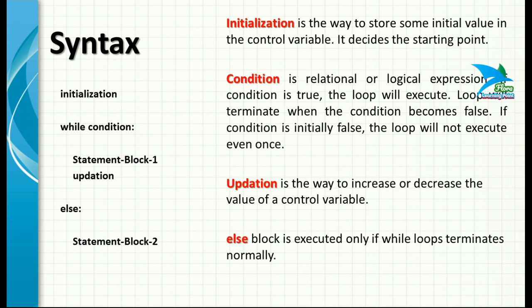Then next we have the while keyword. By using the while keyword we have to define a condition. A condition is a relational or logical expression. If the condition is true, the loop will execute. The loop will terminate when the condition becomes false. If the condition is initially false, the loop will not execute even once. So the execution of a loop totally depends on the condition defined by using the while keyword.